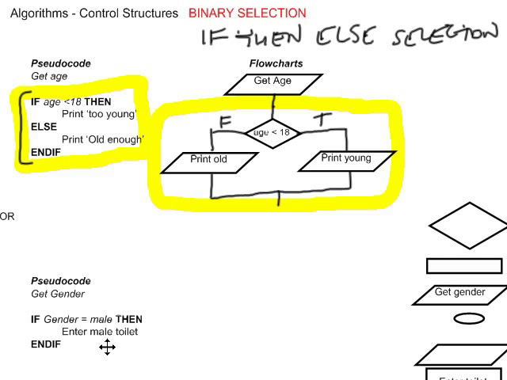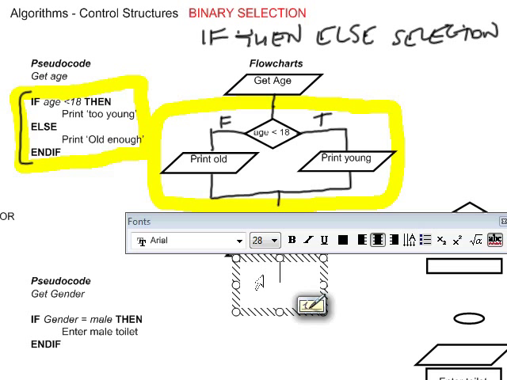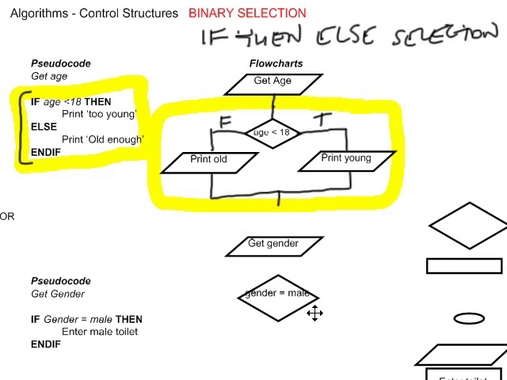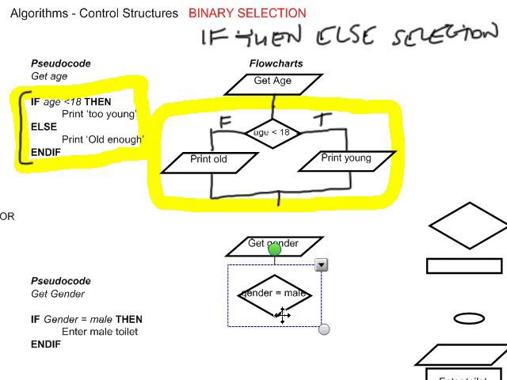Another way is when you only want the binary selection to do something if it's true. So here we have a get gender, and then we get into the binary selection. So in this case, it's checking if the gender is male. So if I check in here that our gender, that is entered, is actually equal to male, there's our gender, it's equal to male in the binary selection.